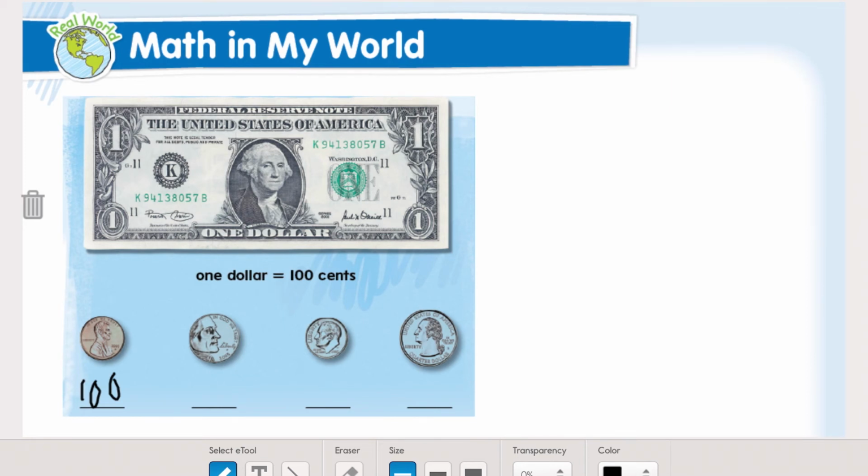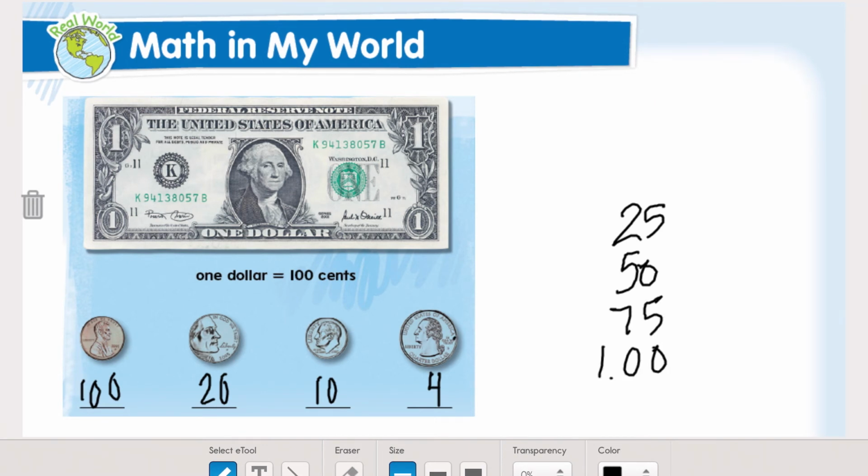We would need, we already did this, 20 nickels to get to $1. We would need 10 dimes, 10, 20, 30, 40, 50, 60, 70, 80, 90, 100. And then we'd need 4 quarters. Remember, 4 quarters equals $1. We learned the chant 25, 50, 75, $1, right? That gives us 100 cents, which equals $1. So go ahead and write those 4 numbers in, and then flip over to page 510.